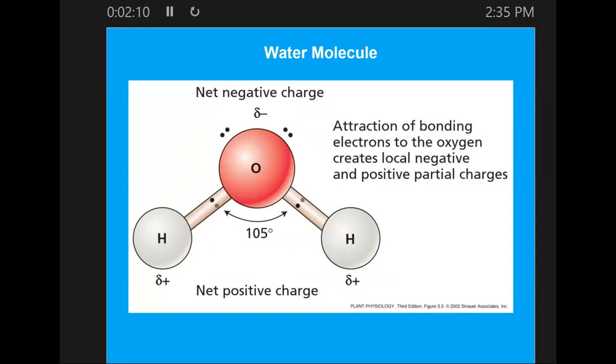With respect to other water molecules, the negative charges are attracted to the positive hydrogen of a nearby water molecule, so you have those attractions between water molecules to think about. But you also have attraction between water and other things around it, like soil. Really an amazing molecule.